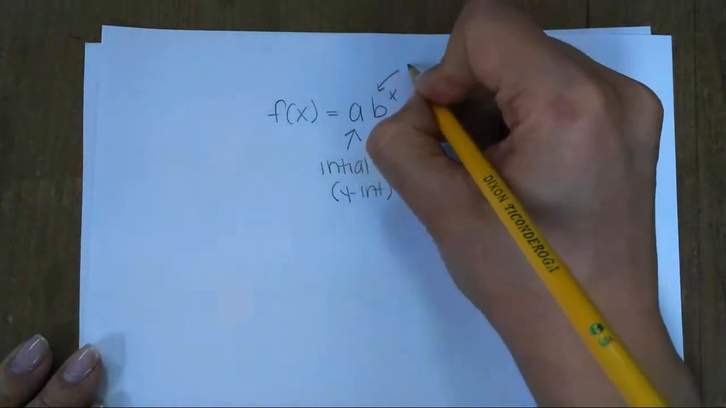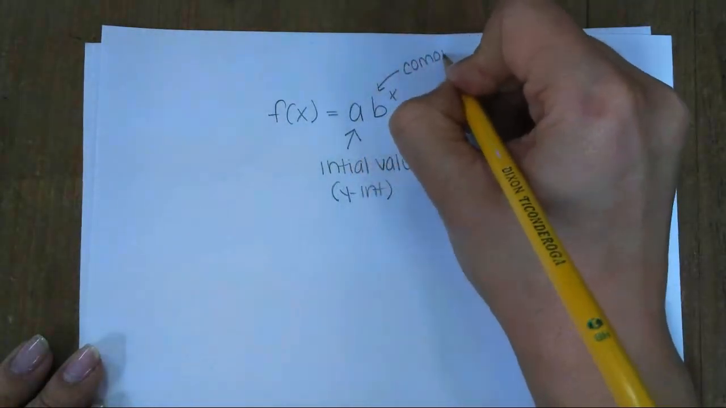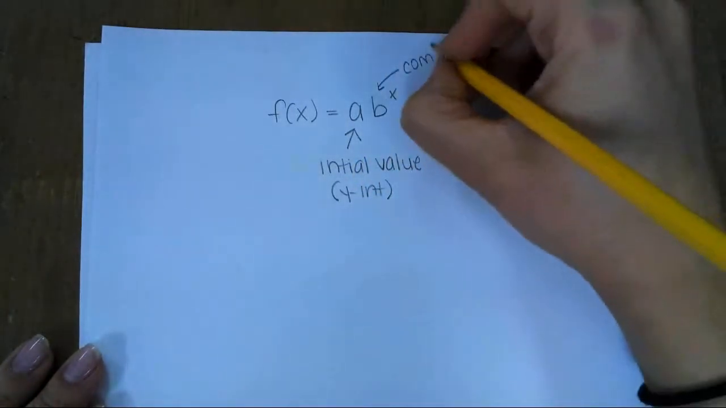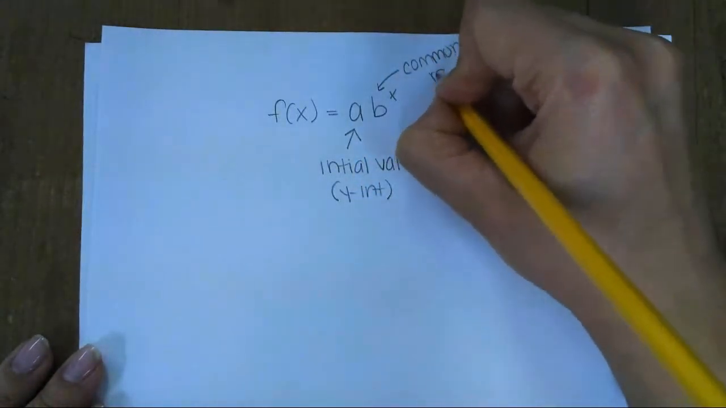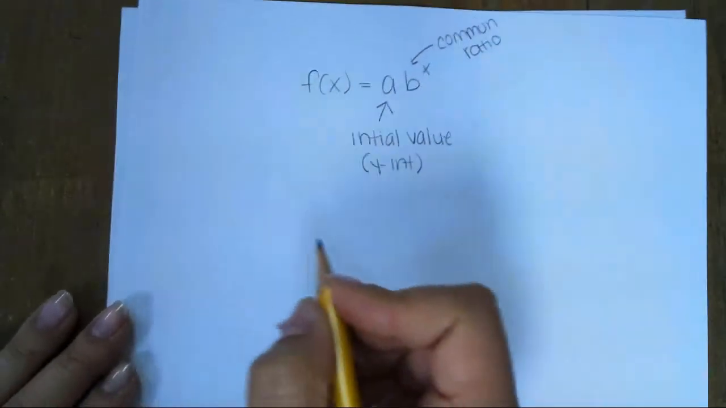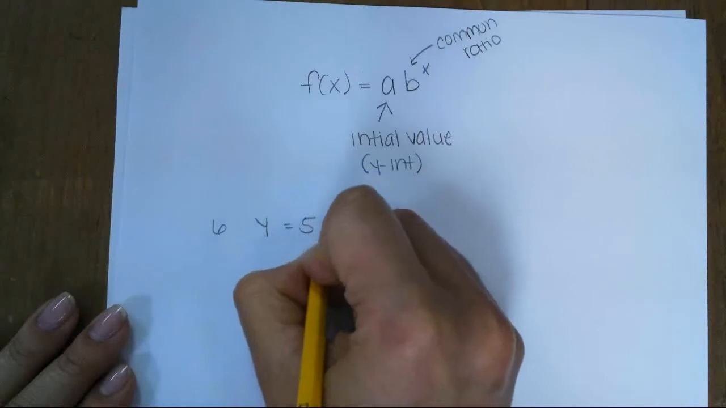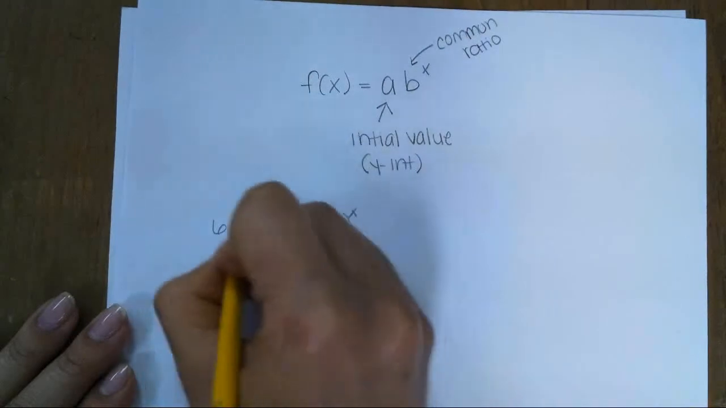and B is your common ratio. Ooh, I spelled that wrong. Okay, so B is your common ratio. So now, for question number 6, we had y is equal to 5 times 2 to the x power.